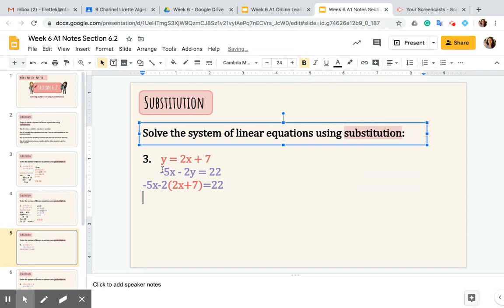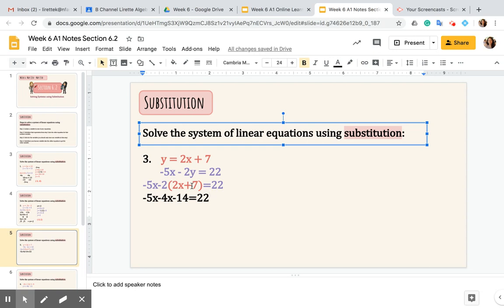As you can see, I got to handle those parentheses first. So remember, when we see parentheses, think distributive property. I'm going to distribute this -2, including the negative, into each of these terms. The 5x is just going to come down for the ride, and I start distributing. -2 times 2x is going to give me -4x. -2 times 7 is going to give me -14. And the equals 22 just comes down for the ride.